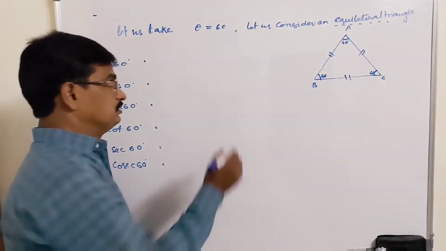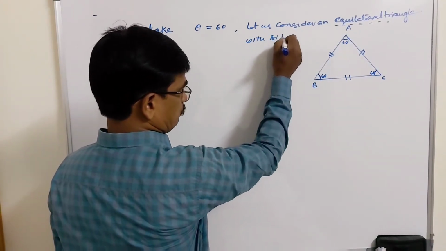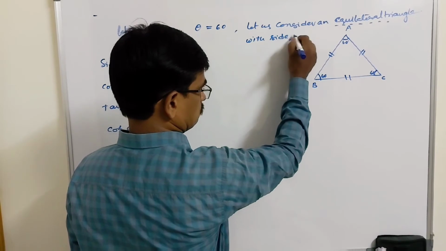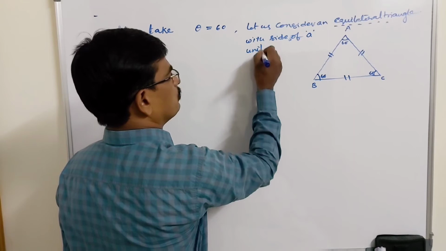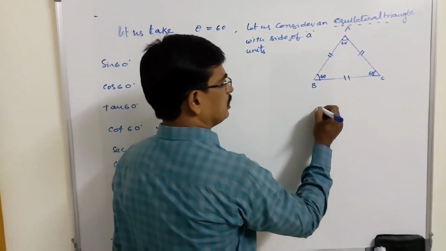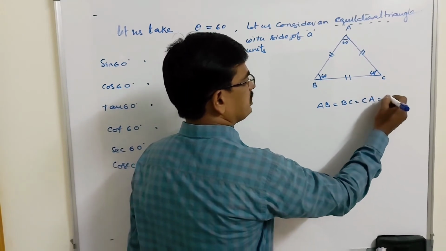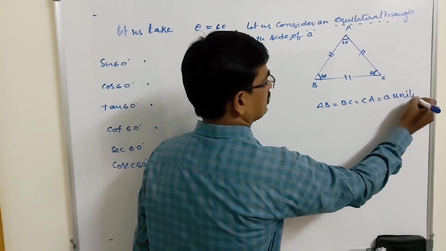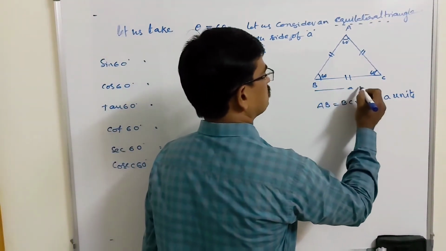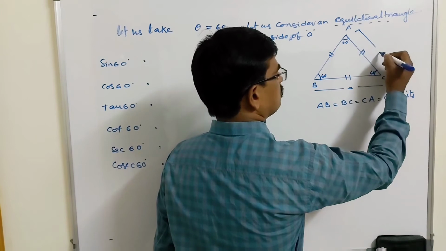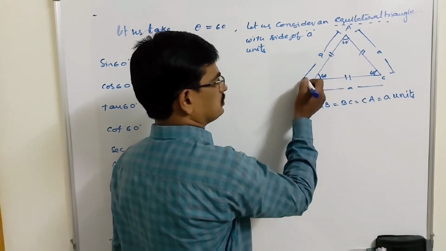And an equilateral triangle with the side of a units, that is, the length of AB is equal to BC is equal to CA is equal to small a units. So BC is small a, AC is small a, and AB is small a, right?